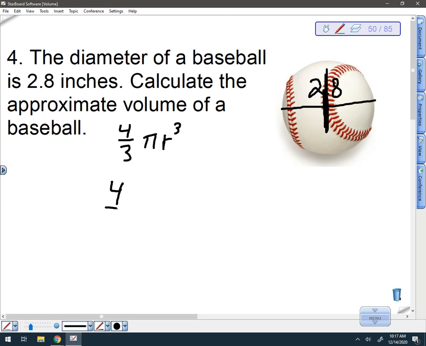So 4/3 times 3.14 times 2.8 divided by 2. To find half of that, half of 2.8 is 1.4 to the third power. And then you could solve it. So volume of a sphere, pretty simple. Just find the radius, put into the formula. Make sure it's the radius. Make sure it's not the diameter. If it is the diameter like they just gave us, make sure you divide it by 2 so that you can figure out what the radius is. All right?